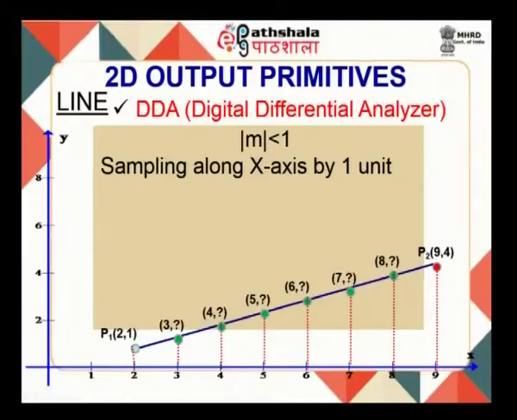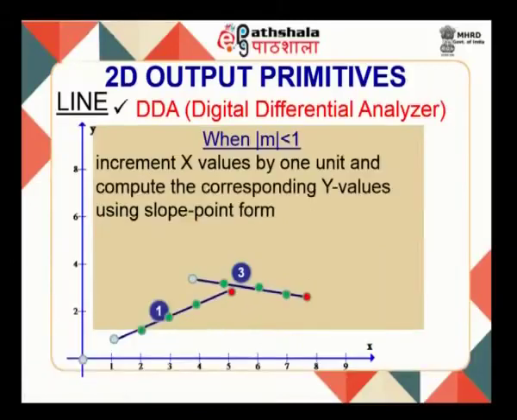As I said, we are going to sample this line along the x axis, because the line has a slope less than 1, indicating that it is more inclined towards the x axis. It is mentioned already that line types 1 and 3 both show a case where the lines are more inclined towards the x axis. So, we will be sampling them along the x axis at unit intervals. The steps go like this: increment x values by 1 unit and compute the corresponding y values using the slope point form of a line.